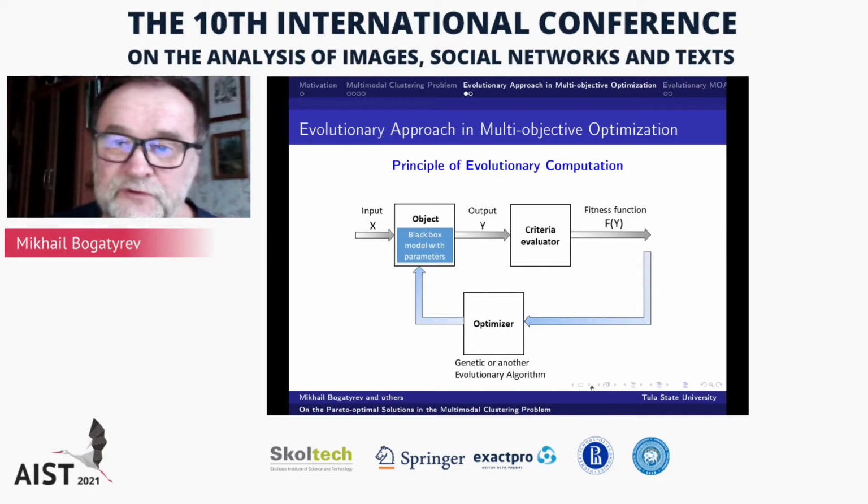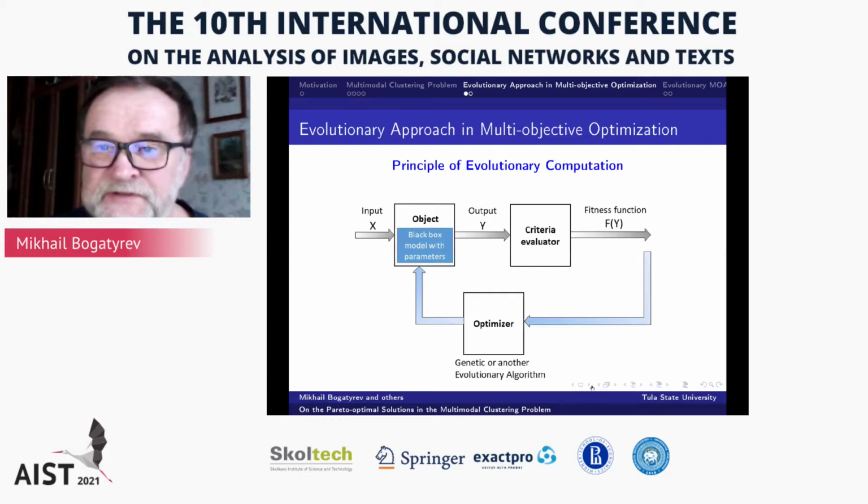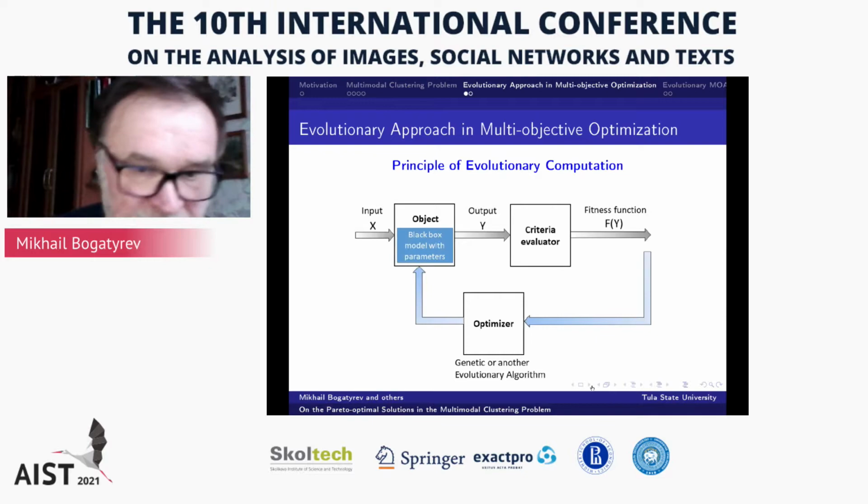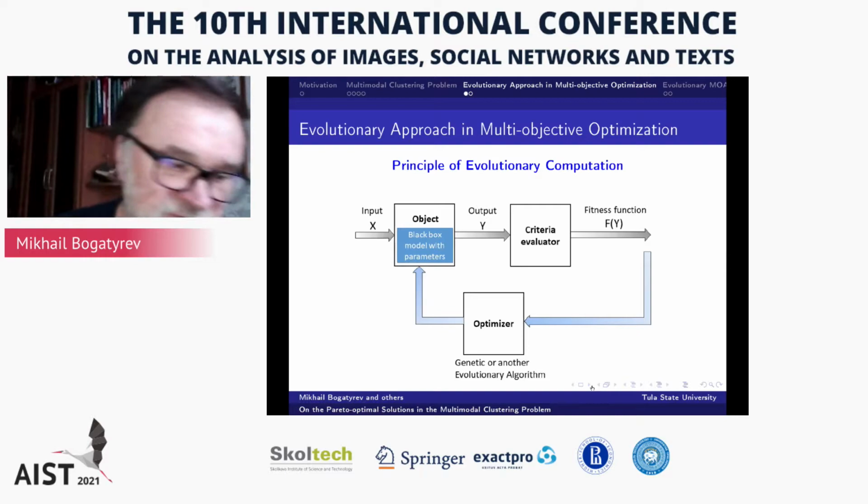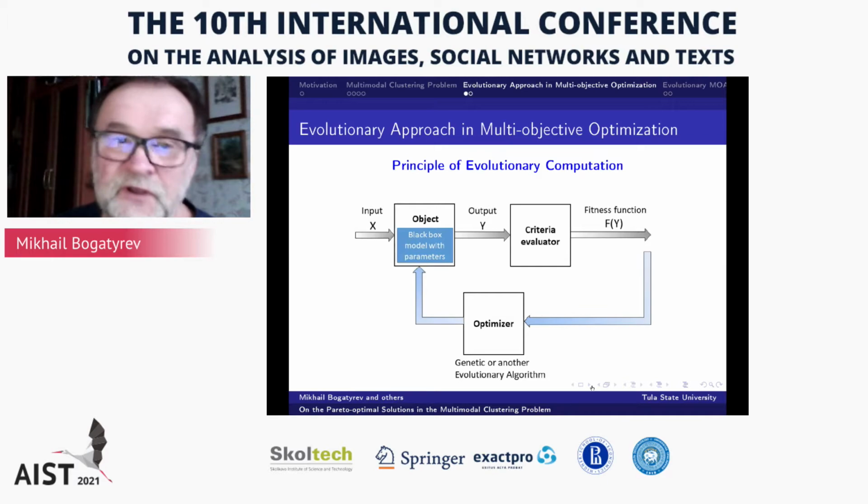So as for evolutionary computation, now it has settled its own place in modern optimization as a set of algorithms of random controllable search. They can be named so because they use a random model which is biologically inspired.